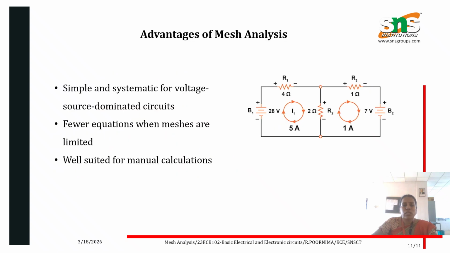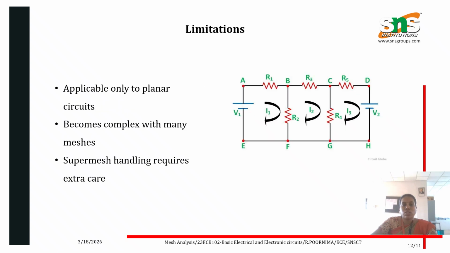Advantages of mesh analysis: it is simple and systematic for voltage source dominated circuits, and there are fewer equations when meshes are limited. It is well suited for manual calculations. Limitations of mesh analysis are that this method is only applicable to planar circuits and it becomes complex with many meshes. Supermesh handling requires extra care. As shown in this diagram, there are 3 meshes in this circuit, so we need to give extra care while solving the equations.